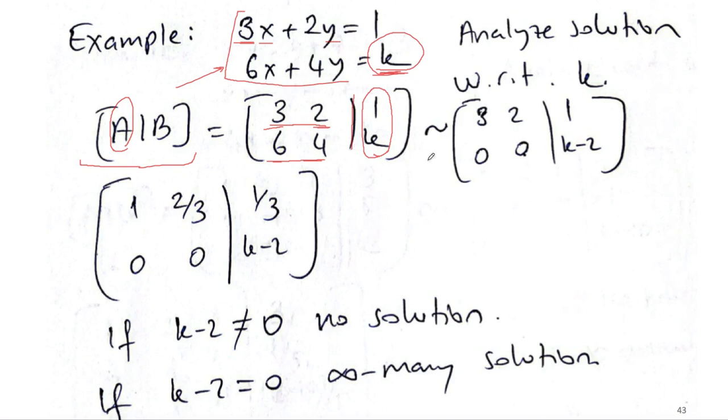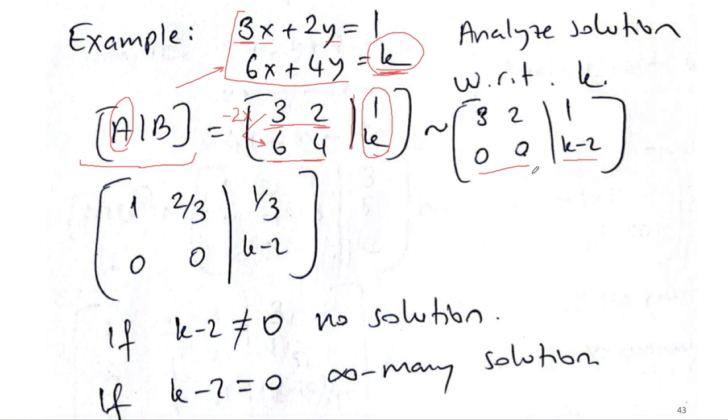Then, as usual, we do row operations in order to get the leading term below the diagonal equal to 0. If we multiply the first equation by 2 and subtract from the second one, so minus 2 times 3, but actually if we multiply by minus 2, then we are adding to the second row. So this becomes 0, the second term also becomes 0, and this becomes k minus 2.